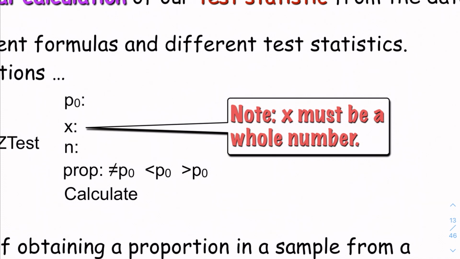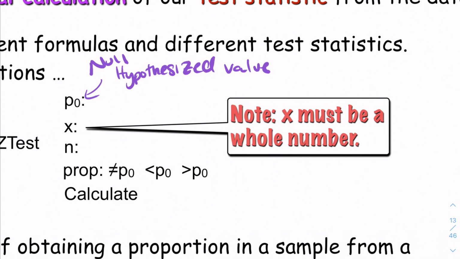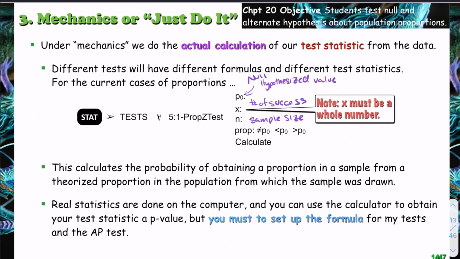And just like we saw with confidence intervals, we're adding a new thing. So p naught, which is our hypothesized value. That's our null hypothesis. We have our x, which is the number of successes. We have n, which is our sample size. And then we have this question that we have to figure out. What is our alternate hypothesis? Are we not equal to? Are we above? Or are we below?